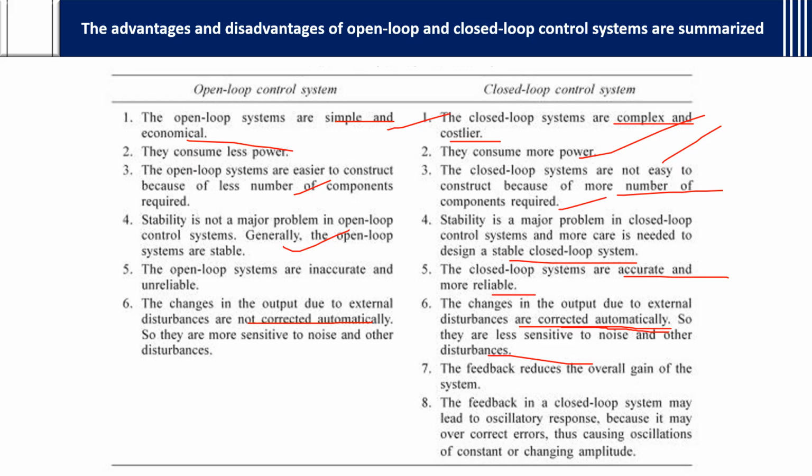The other two points of the closed loop control system are that feedback reduces the overall gain of the system. The feedback we give in the closed loop control system, from output to input, reduces the overall gain of the system. Okay. The feedback in a closed loop system may lead to oscillatory response because it may overcorrect errors, thus causing oscillations of constant or changing amplitude. There are some advantages and disadvantages in both open loop and closed loop control systems. Based on the situation and the requirement, they are used.